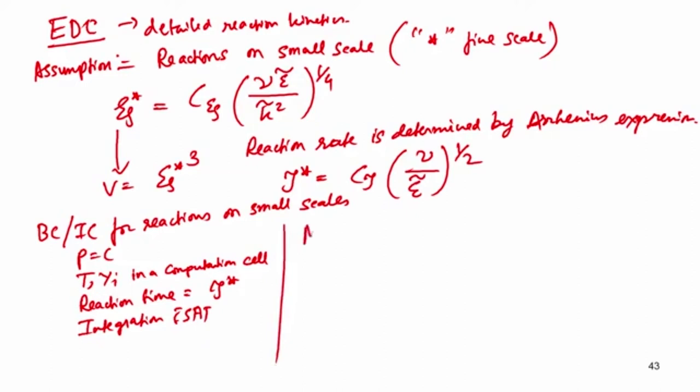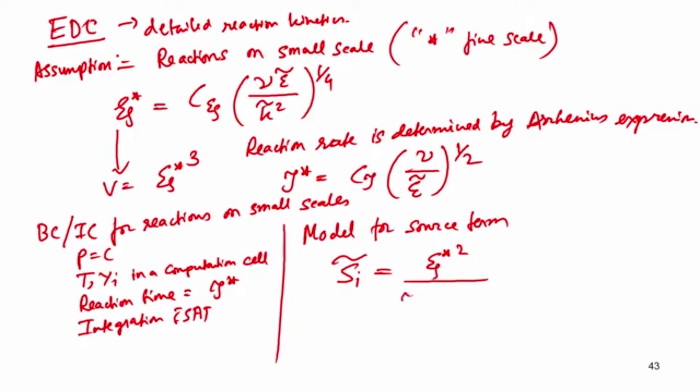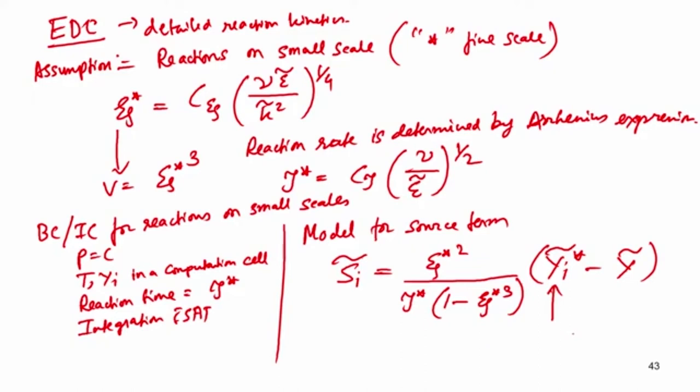And the model for the source term, which is the most important thing that goes into the governing equations, is given by this Si tilde, involving the squared time scale, times (yi star tilde minus yi tilde). So it is a mass fraction. This yi star is essentially the mass fraction on small scales of species i after reaction time tau star.